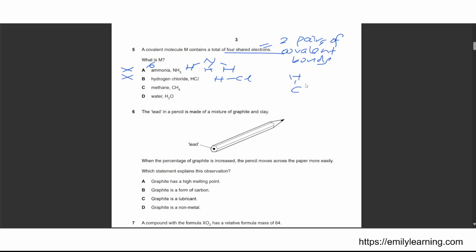For methane, it looks like this. Carbon is bonded to 4 hydrogens. There are 4 single bonds here. So 4 single bonds is a total of 8 shared electrons. So no. For water, you have O bonded to 2 H. Each bond is 2 electrons. So a total of 4 electrons are involved in the covalent bond. So therefore, the answer for question 5 is D.